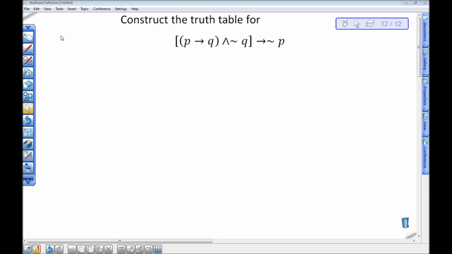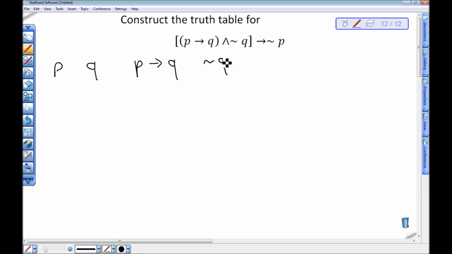There's something special about this statement that we have here, and the easiest way to see what that is is to make the truth table for it. So I'm going to make the truth table for this guy. To do that, I'll need P, Q, if P then Q, not Q, if P then Q and not Q, and then not P, and then finally the whole statement.